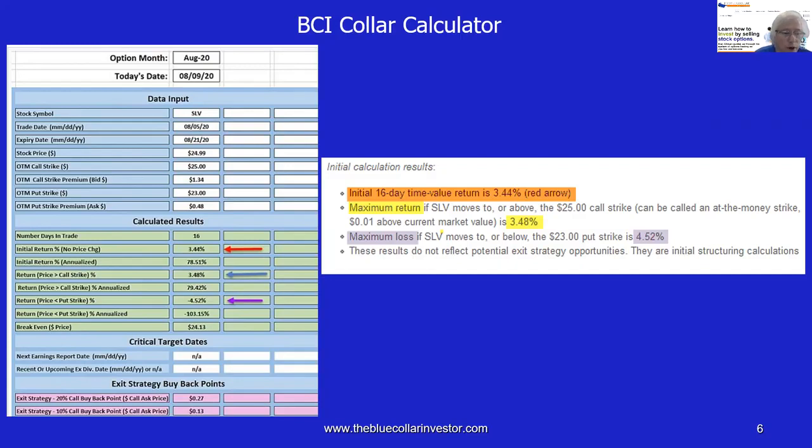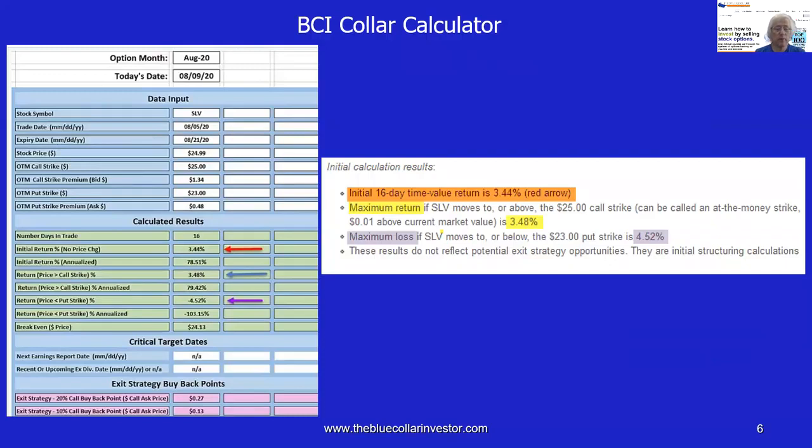The initial return is 3.44%. Now, we said we're looking for 1 to 3%, so we're kind of on the outer edge of that. Now, if the price of the stock moves up to the call strike, that's only by a penny or beyond, then the return moves from 3.44 up to 3.48. Not much of a difference there because, as I said, it's a near the money, almost at the money call strike.